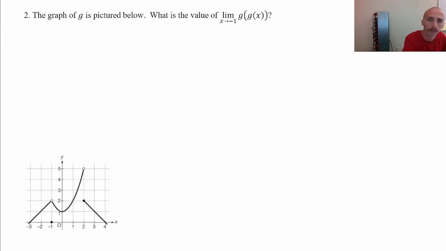Right, now here's one that's a little interesting. It says the graph of g is pictured below. What is the limit of g of x as x approaches -1? Well, I didn't look at this problem set before I started in on this, so this one might be a little tricky, right? So we know that it always goes back to the idea of the definition of the limit, right? From the left side, from the right side. So as we approach x equals -1, what's happening? G of x is approaching 2. Okay? So I'm going to just write that in.